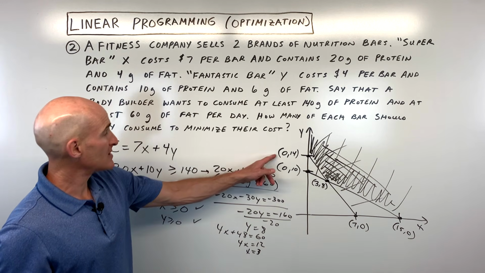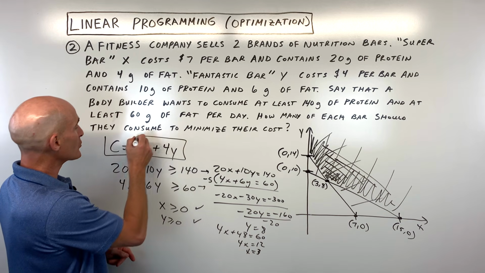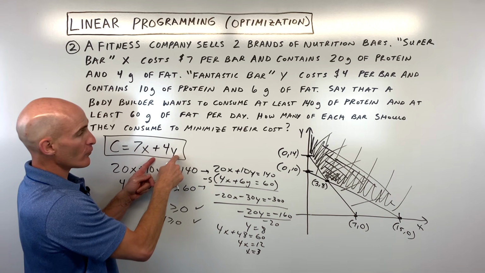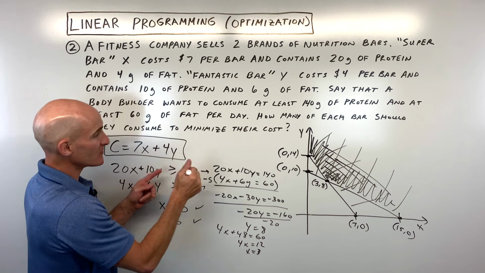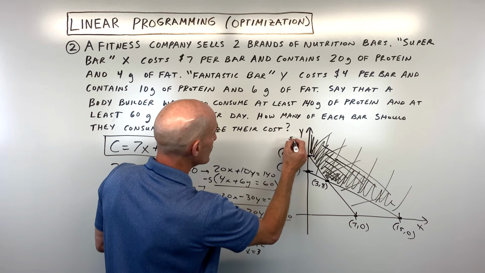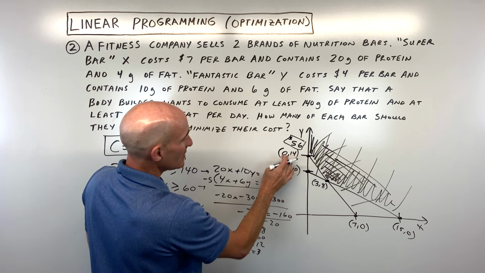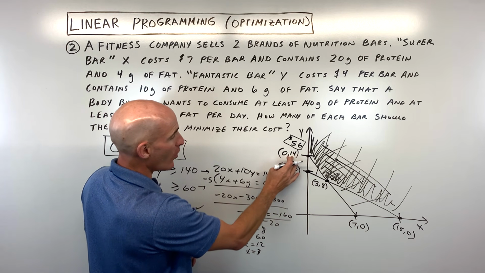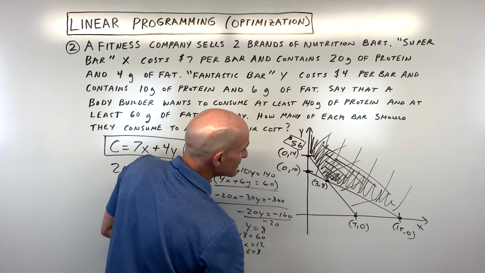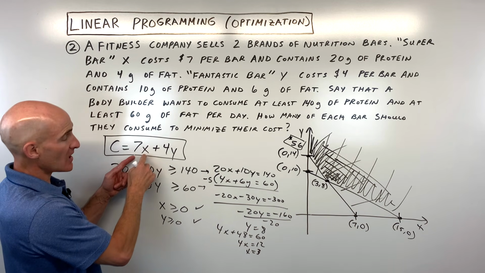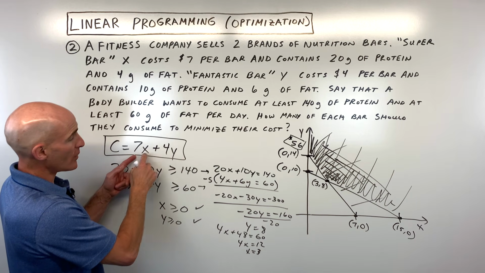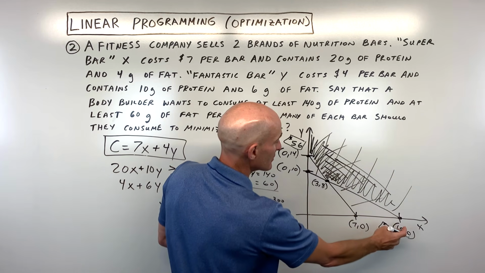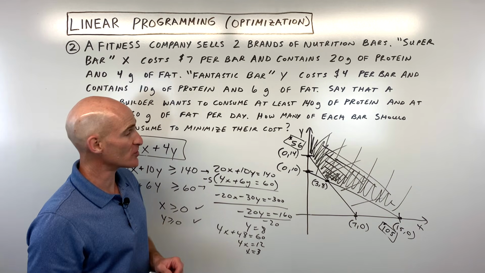So let's go ahead and test those points now into our objective function. We're trying to maximize or minimize. And let's start with this point here. So 7 times 0 is 0. 4 times 14 is 56. 0 plus 56 is 56. So what that means is it would cost $56 to consume 0 of nutrition bar X and 14 of nutrition bar Y. Let's go down to this point here, 15, 0. 7 times 15 is 105. 4 times 0 is 0. 105 plus 0 is 105. So it costs $105 if you consumed 15 of nutrition bar X and 0 of nutrition bar Y.